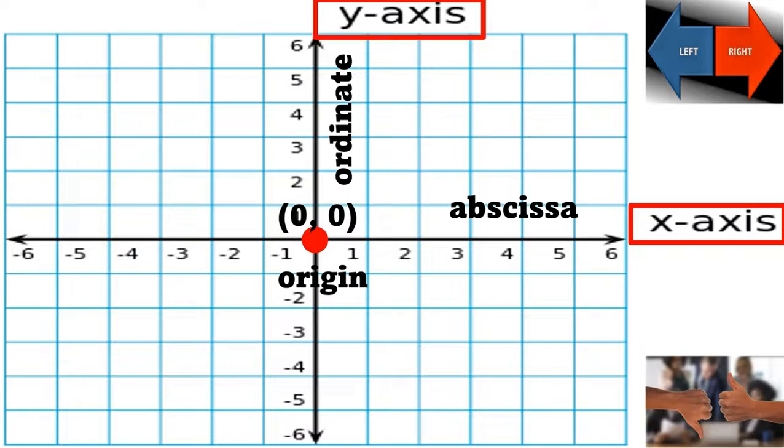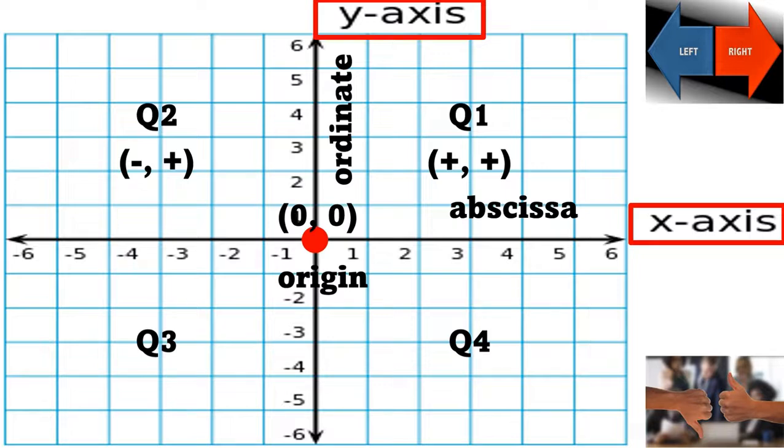The plane is divided into 4 regions called quadrants, counting counterclockwise. We have quadrant 1, quadrant 2, quadrant 3, quadrant 4. Looking at the plane, you see that the coordinates on quadrant 1 are both positive. On quadrant 2, the coordinates are negative, positive. On quadrant 3, both are negative. And on quadrant 4, the coordinates are positive, negative.